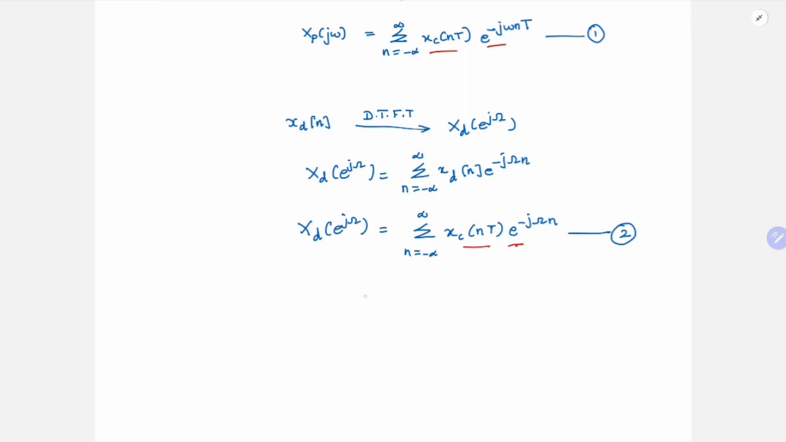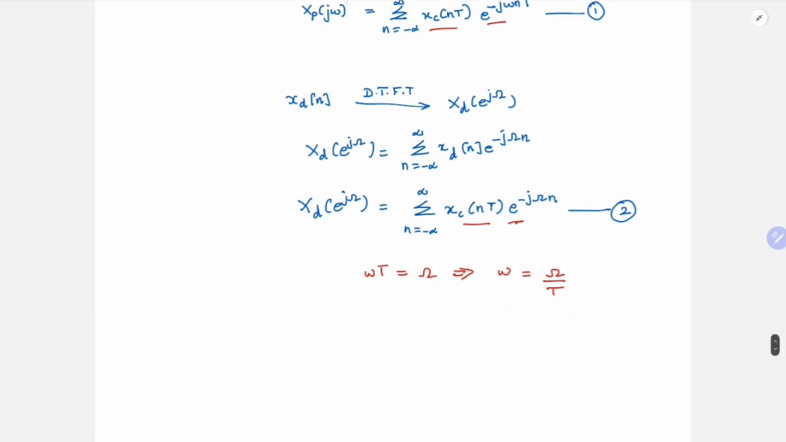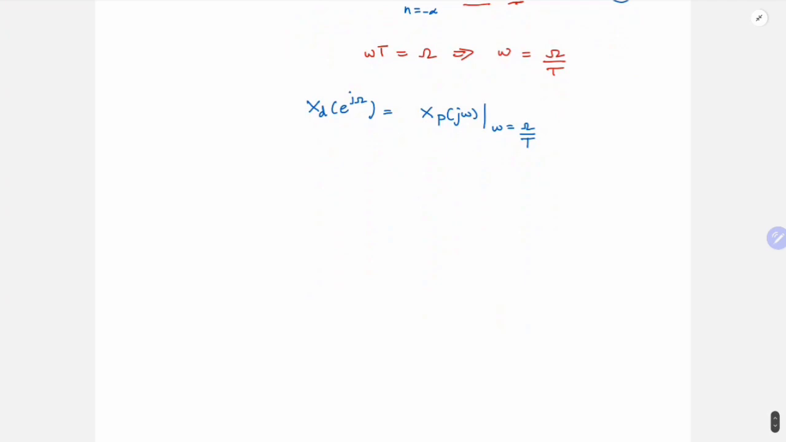So my omega t is replaced with capital omega. If I want to represent omega in terms of capital omega, I can replace it with capital T. So what will I get? Xd of e power j omega is nothing but Xp of j omega at omega equal to capital omega by T, which is nothing but Xp of j omega by T. So this is the relation we get between the discrete time samples and the impulse train samples.